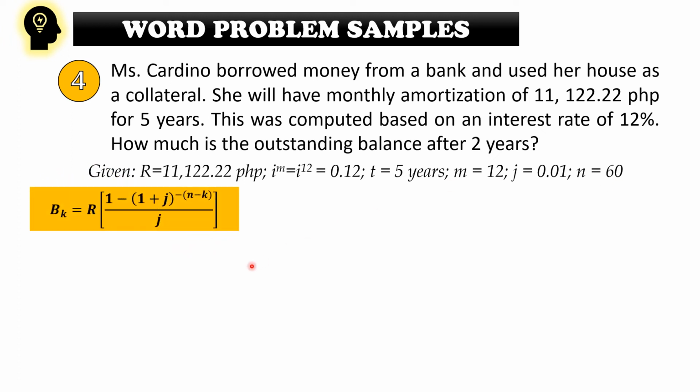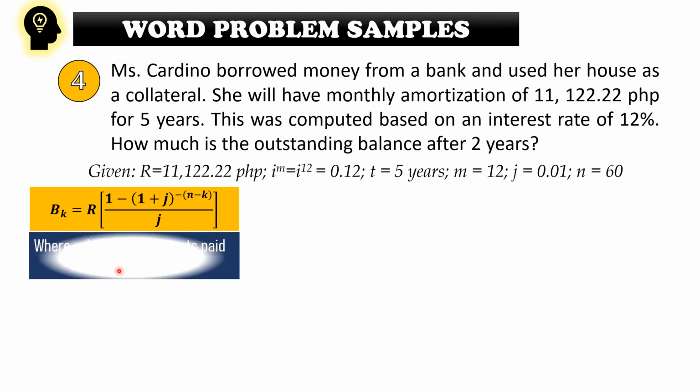Okay, so we're going to have to use this formula in computing for the outstanding balance after 2 years. This is B sub K equals R, the regular payment, times the quantity of 1 minus quantity 1 plus J raised to negative quantity of N minus K, all over J. Letter K refers to the number of payments made. Ito na yung nabayaran, number of payments paid.